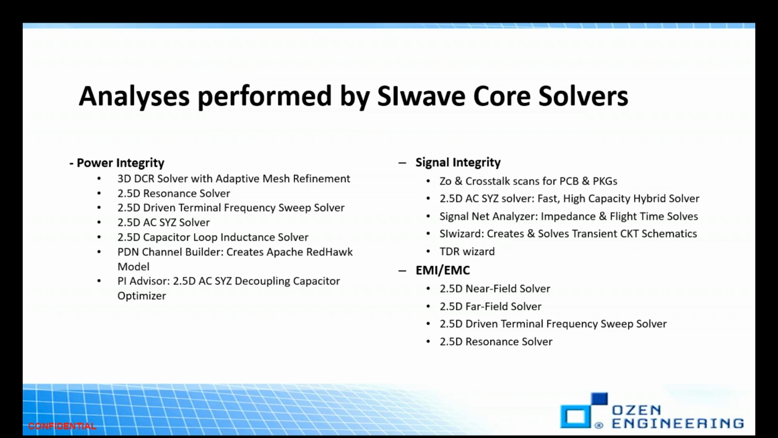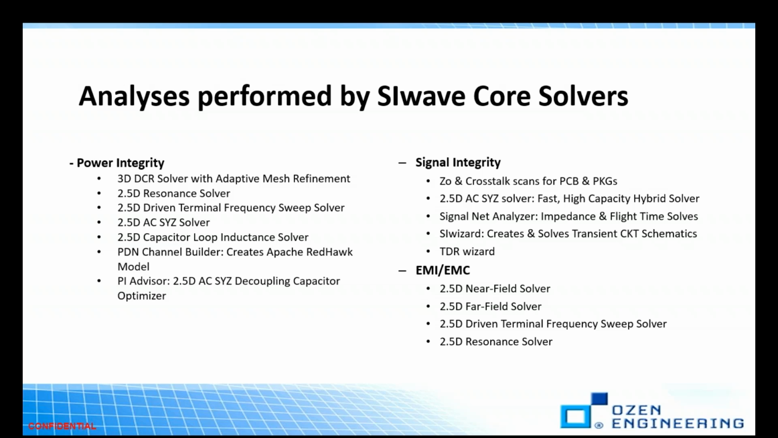Basically, let's say we set 3 passes for mesh refinement. That means the software will mesh the entire package or PCB 3 times, each time more dense on the significant parts and components we care about, so that the results will be more accurate. If we continue on this slide, we have other solvers for power integrity, such as the 2.5D AC SYZ solver that gives you SYZ parameters.